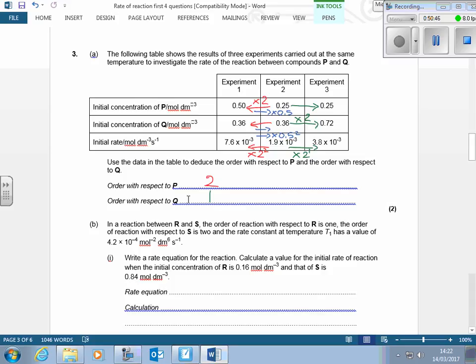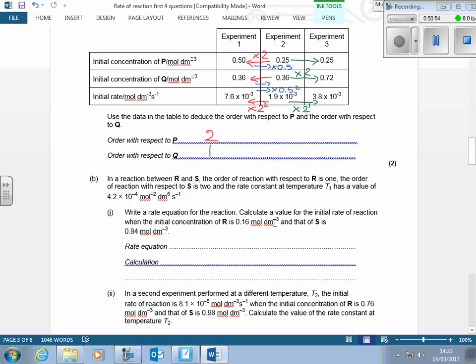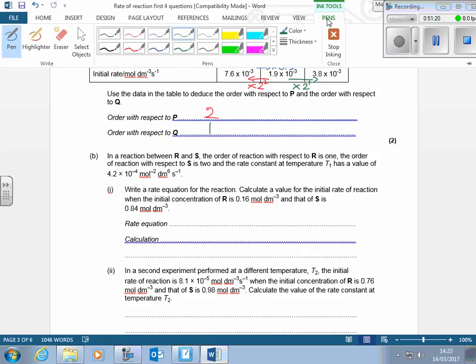Let's keep going with this and then move on to something else. Right, in a reaction between R and S, something completely different. The order of reaction with respect to R is 1, the order of reaction with respect to S is 2, and the rate constant at temperature T1 has a value of, and I have a sneaking feeling something's going to happen down there with temperature. Okay, and we've got a value at T1. A rate equation for the reaction. All right, let's go back to black pen.